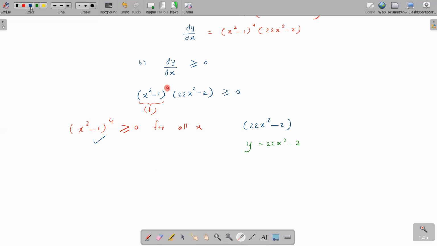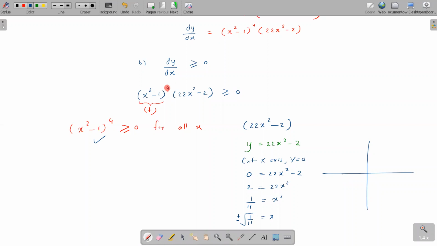So what I do here is, we can quickly draw the graph also. When you cut the x-axis, your y is 0. So when y is 0, you get 22x square minus 2 equals 0. So you get 2 equals 22x square, which means x square equals 1 over 11, which means x equals plus or minus the square root of 1 over 11. Do you agree with me?